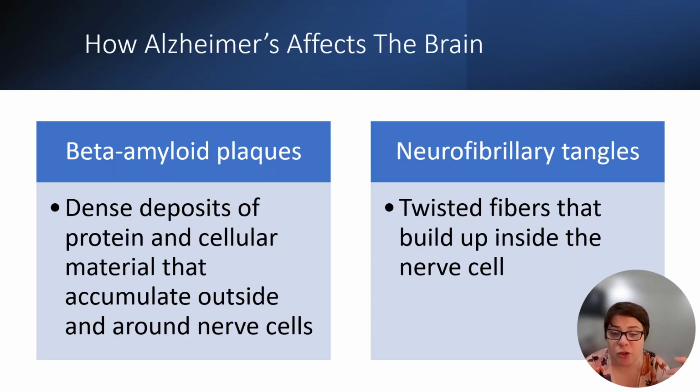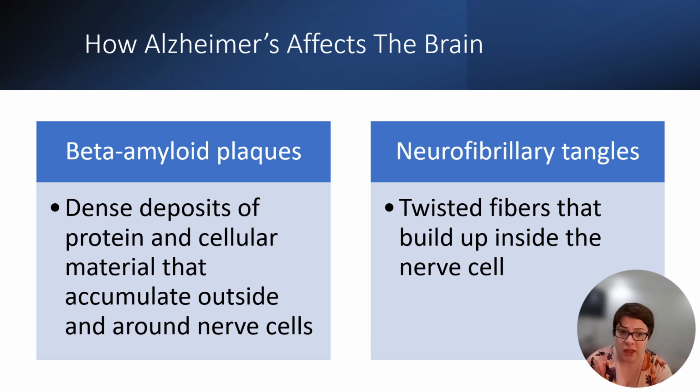So the two neural markers of Alzheimer's disease are beta amyloid plaques and neurofibrillary tangles. Beta amyloid plaques are dense deposits of protein and cellular material that accumulate outside of the nerve cells. So the beta amyloid plaques are the part of the disease process that affects neural communication. Tangles are twisted fibers that build up inside the nerve cells.